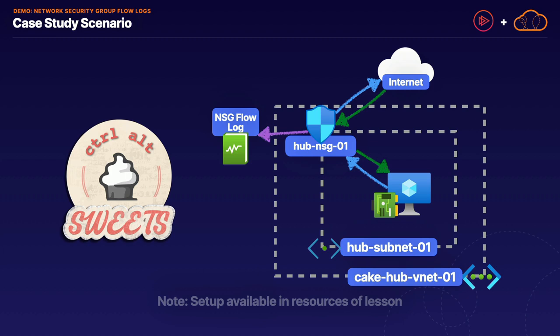And this will give us a better understanding of what traffic looks like and to what degree our security rules are effective. And these NSG flow logs will be sent to a storage account, which we'll need to create for this case study scenario so that we can have them for archive and review.